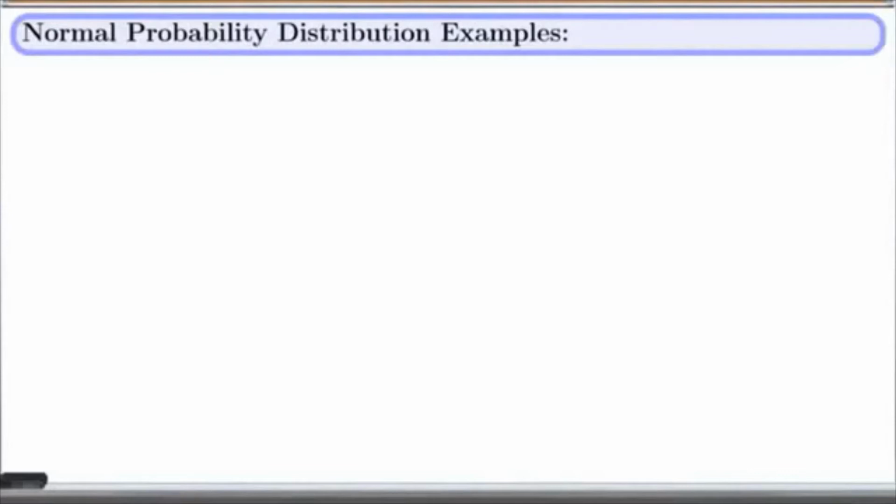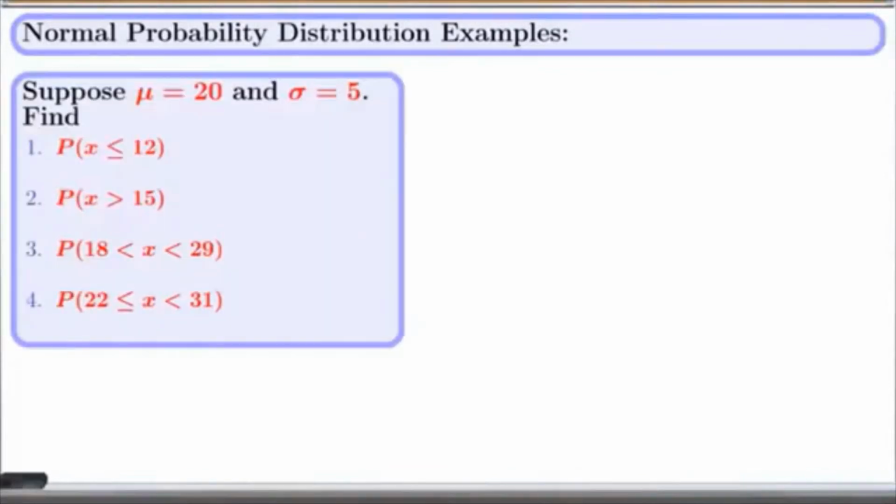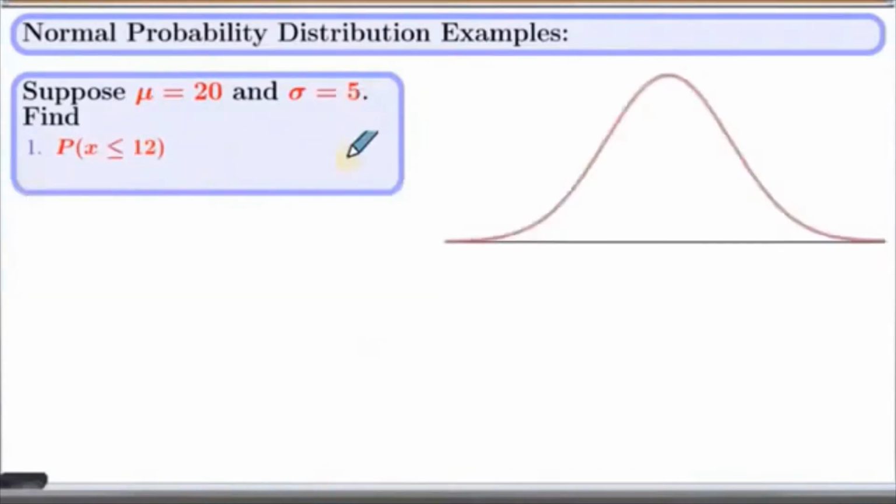Here we will look at some examples of normal probability distribution. I will be working on this problem here. And for this problem here, we are given mean and standard deviation, which are 20 and 5 respectively. Now let's look at this very first problem here.